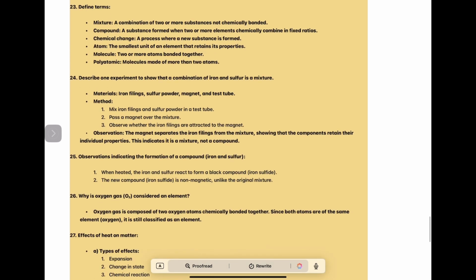23. Define terms. Mixture: a combination of two or more substances not chemically bonded. Compound: a substance formed when two or more elements chemically combine in fixed ratios. Chemical change: a process where a new substance is formed. Atom: the smallest unit of an element that retains its properties. Molecule: two or more atoms bonded together. Polyatomic: molecules made of more than two atoms.